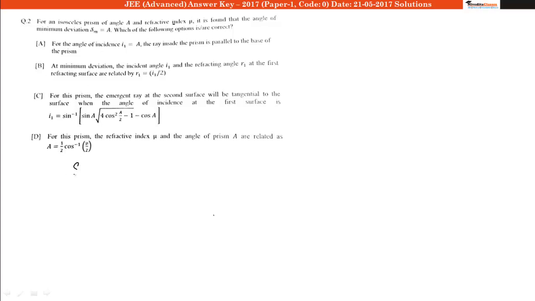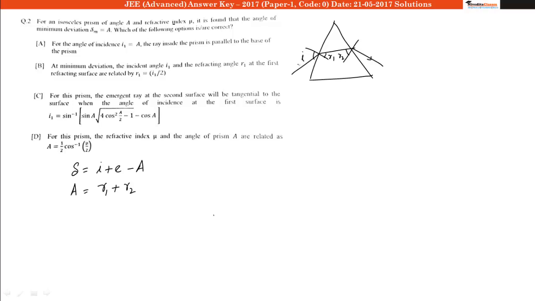First, the angle of deviation is equal to the angle of incidence plus the angle of emergence minus the angle of prism, and the angle of prism is equal to the first refractive angle plus the second angle created at the other face. Let me draw a figure for you. Let's say this is a normal, this is angle I, then this angle is R1, and if I draw the normal here, this angle is R2, and this is my emergent ray, and this angle is E.